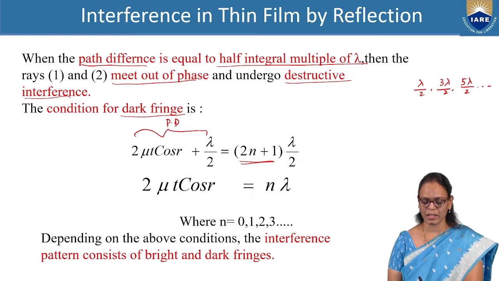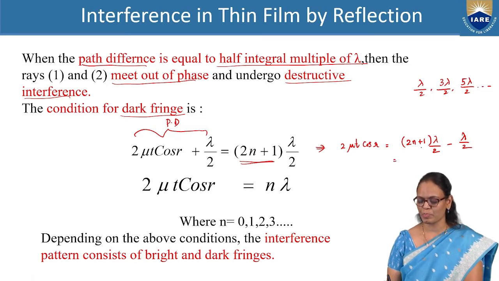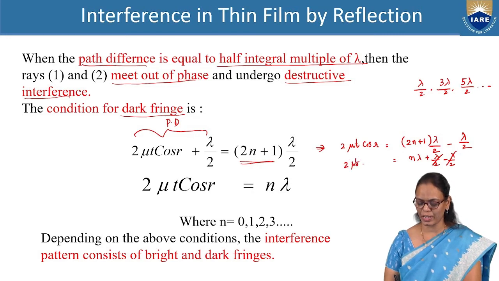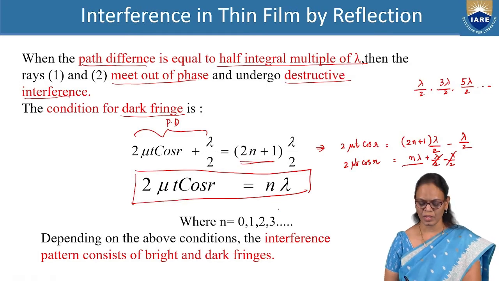So we are taking these and simplifying. What do we get? 2 mu t cos r will be equal to 2n plus 1 into lambda by 2 minus lambda by 2. We have brought this lambda by 2 onto the right side. Expanding it, we have n lambda plus lambda by 2 minus lambda by 2. Minus lambda by 2 plus lambda by 2 get cancelled. So we get 2 mu t cos r is equal to n lambda. So we write the condition for a dark fringe, where n takes the values 0, 1, 2, 3 and so on.